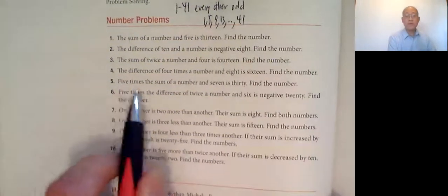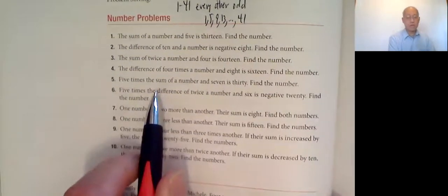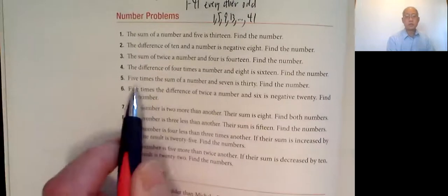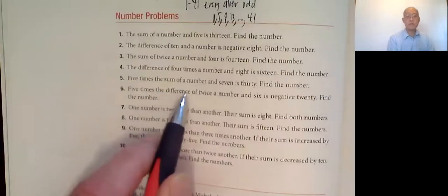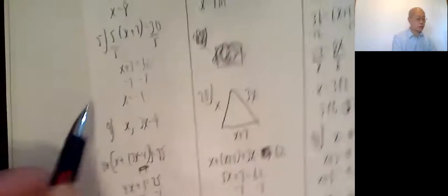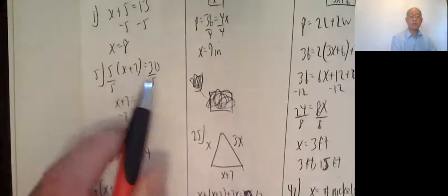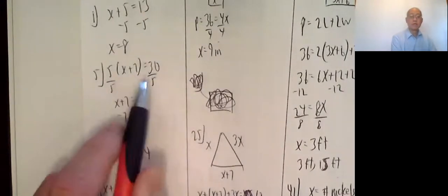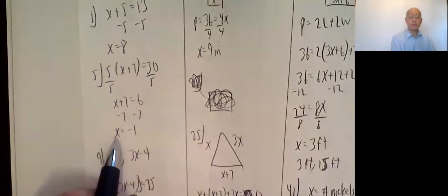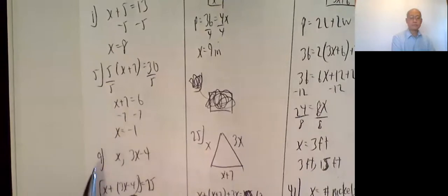Number 5, 5 times the sum, so it's 5 times something, a number and 7 is 30. So 5 times a sum of a number and 7. So that's x plus 7. So 5 times (x plus 7) equals 30. Divide by 5, x plus 7 equals 6. Subtract 7, x equals -1.